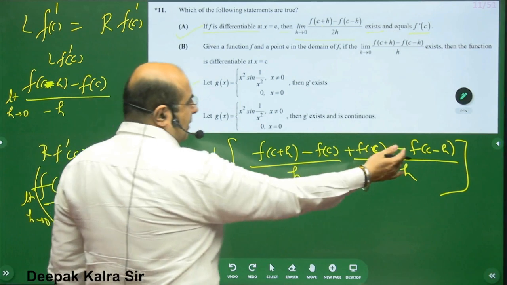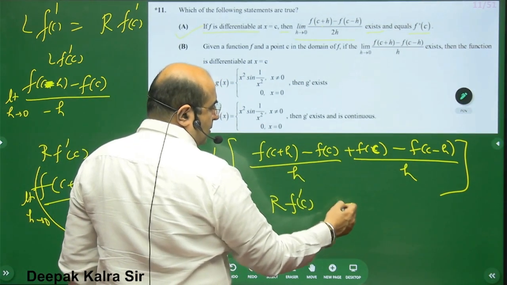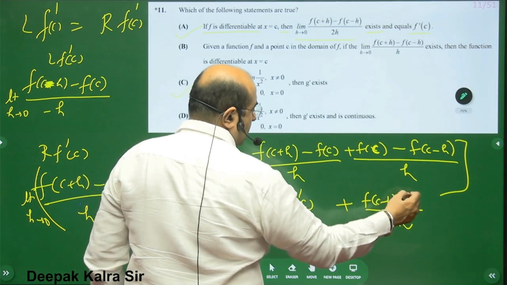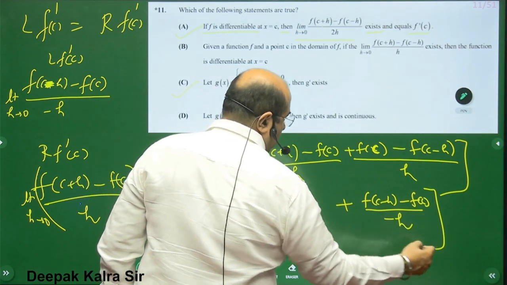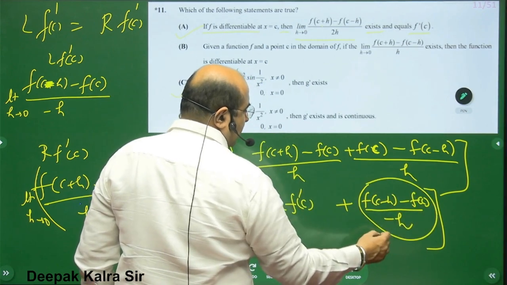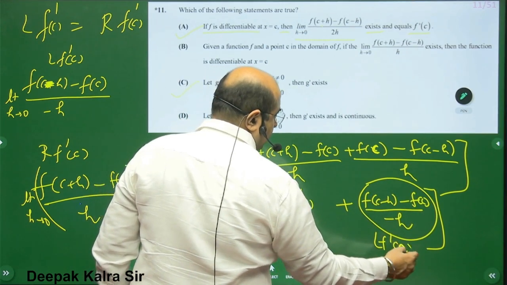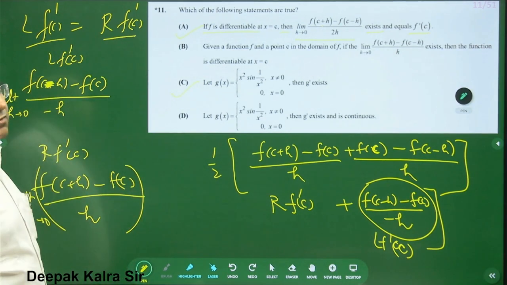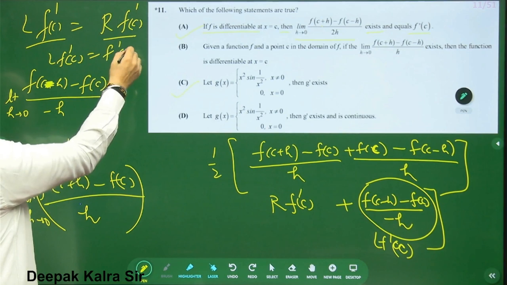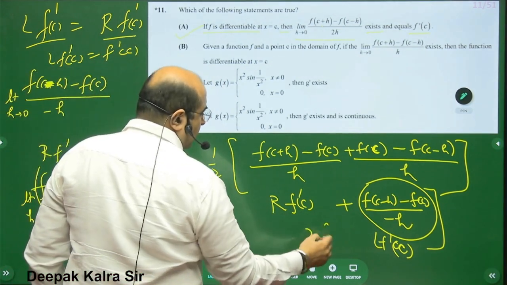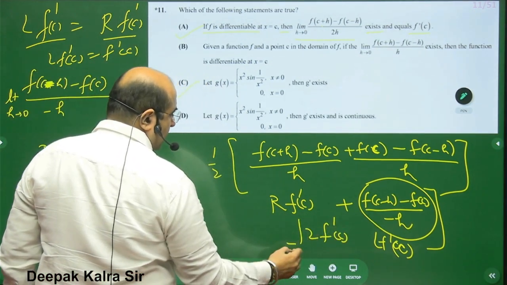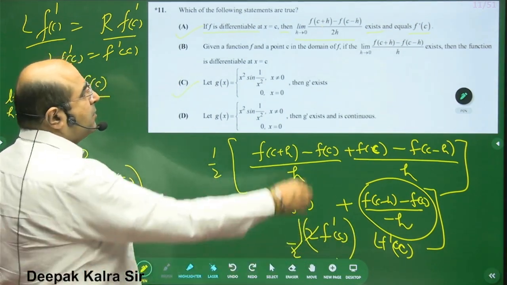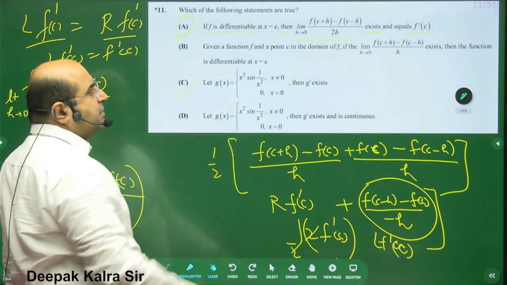And if I take minus common and take it down, this becomes my L of f dash c, isn't it? As L or R f dash c are equal to f dash c only, because it is differentiable, so I make it 2 times f dash c, the 1 by 2 out will go, it is f dash c. So it is equal to f dash c. That's why the answer is A.